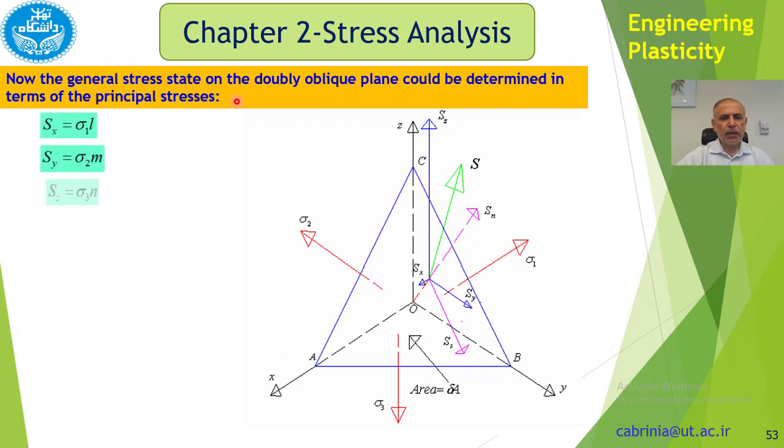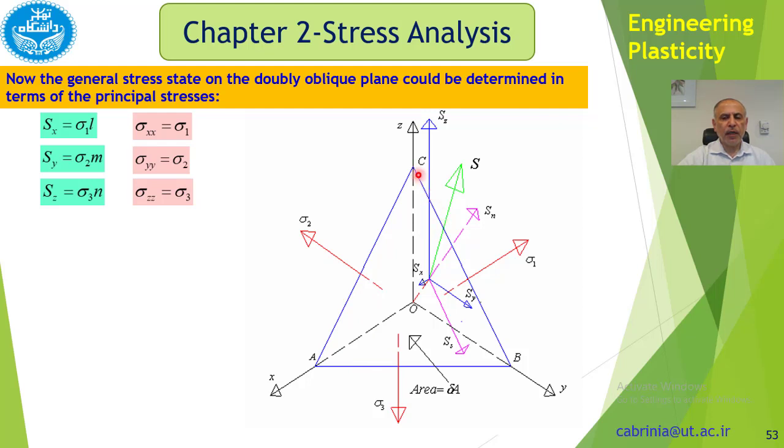Now the general stress state on the oblique plane could be determined in terms of the principal stresses. We said that this is an arbitrary plane. So this is not a principal plane because it has a shear stress and normal stress. Normal stress is like that. It's not sigma 1. Normal stress is something perpendicular to this plane. Now, what are these sigma 1, sigma 2, and sigma 3? These are the principal stresses.